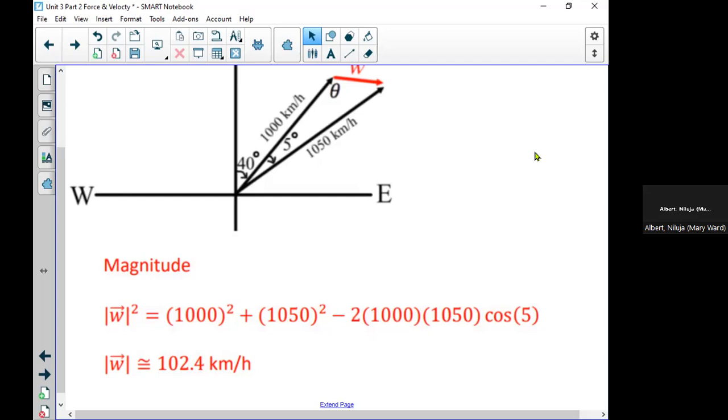And then evaluate. Okay, and we can round it to the nearest tenth, that's fine. So it's approximately equal to 102.4 kilometers per hour.